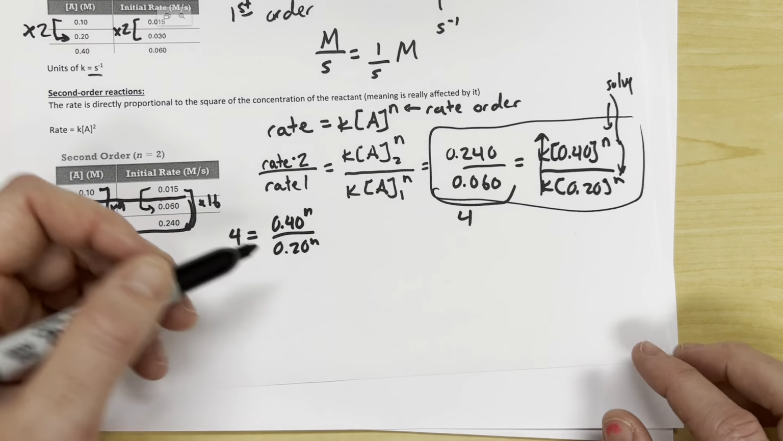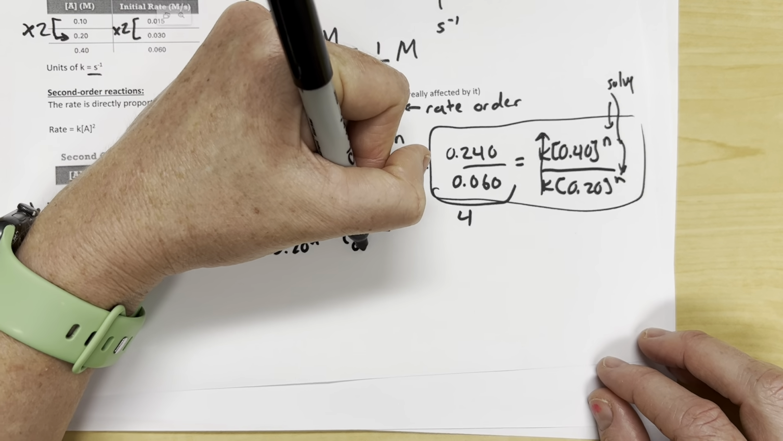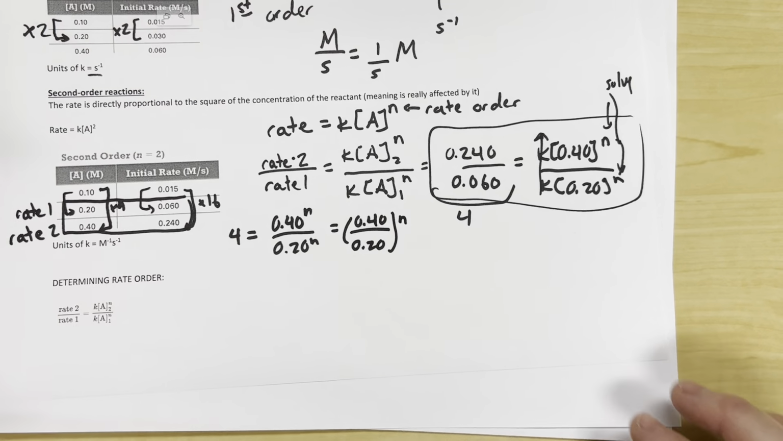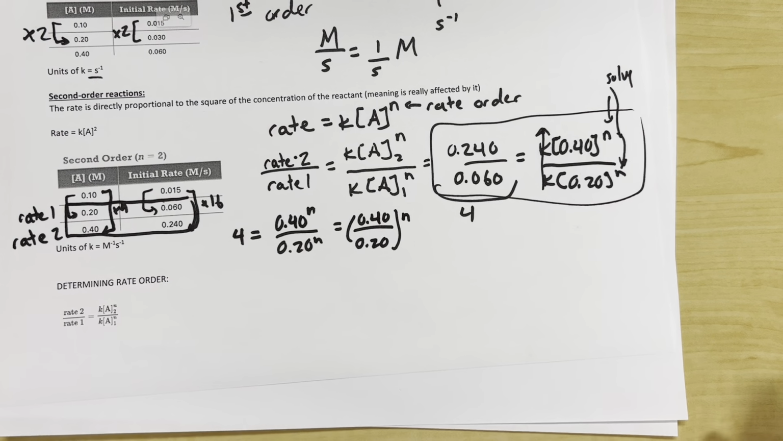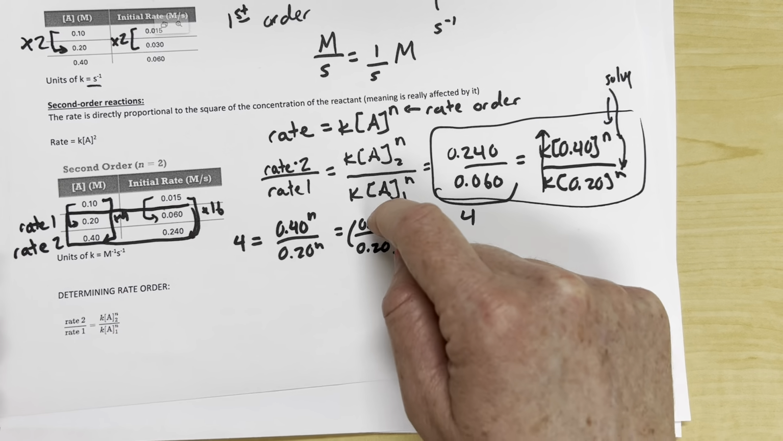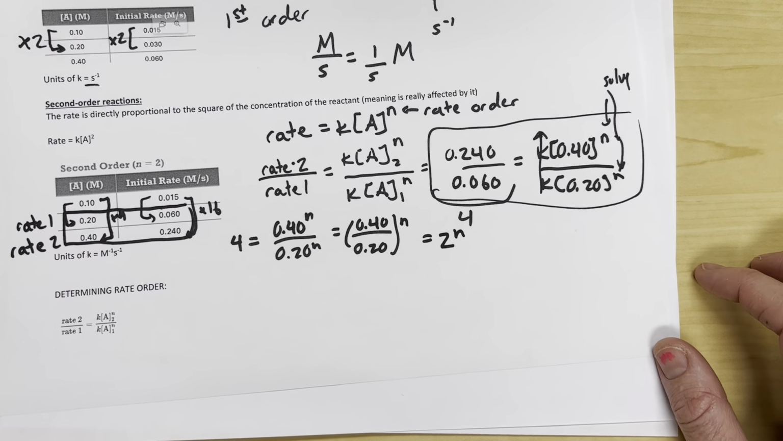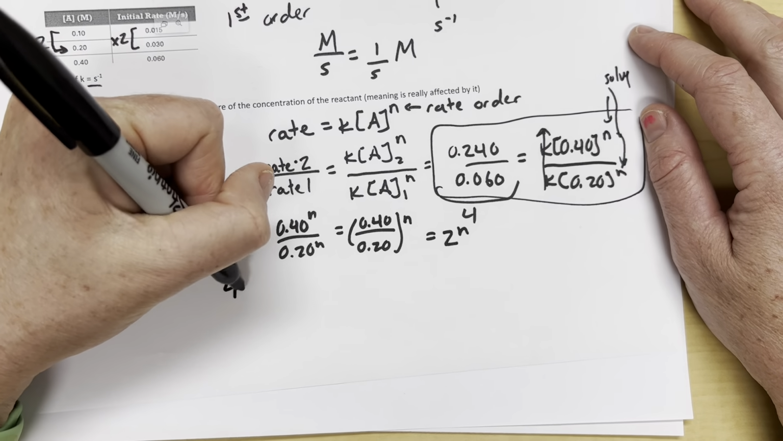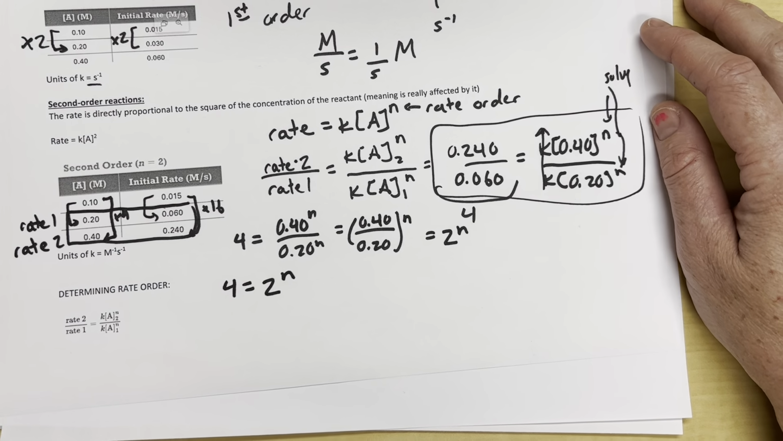You can actually combine these two. In other words, 0.40 over 0.20, all to the n. And now we have 4 equals that. And even one further, you know 0.4 divided by 0.2 is 2. So that's 2 to the n. So right now we have 4 equals 2 to the n, and we need to solve for n.